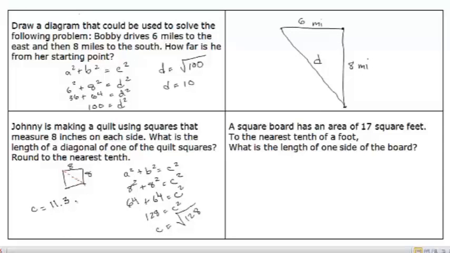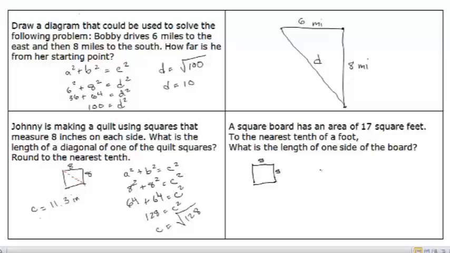Next one. A square board has an area of 17 square feet. To the nearest tenth of a foot, what is the length of one side of the square board? What they're basically asking you is to find the sides if they give you the area. So again, we know that a square has equal sides. So let's say that we'll name one side S and the other side S as well because they're equal.